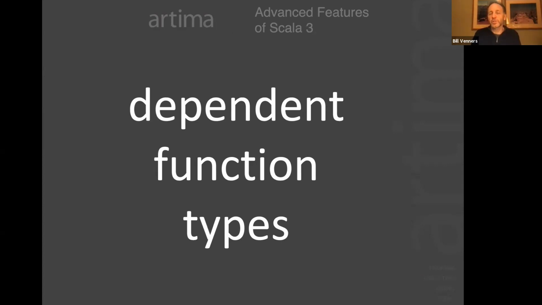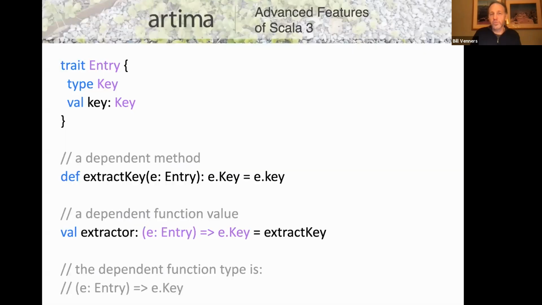Dependent function types is another one. And again, there were reasons for wanting it. I think a big one was consistency or regularity. It's another case where in Scala 2, a method can have some feature, but a lambda cannot. So in Scala 3, the lambda can now have this feature. And the feature is that a method's result type can depend on its parameter, a type member of its parameter type. So here I've got a trait entry that has one type key.